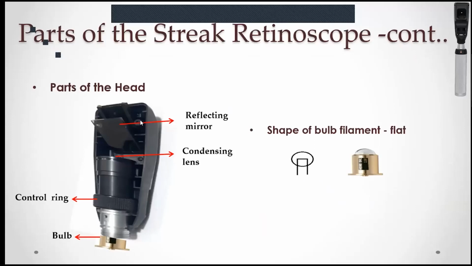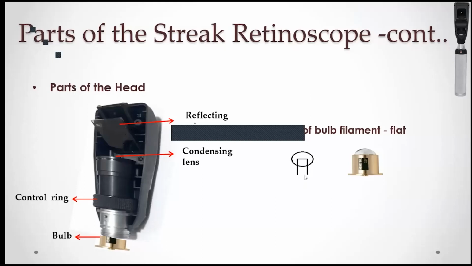The head has different parts. We place the bulb inside the head, and then it has a control ring, a condensing lens, and a mirror which is kept at 45 degrees, and it reflects the light to the patient.